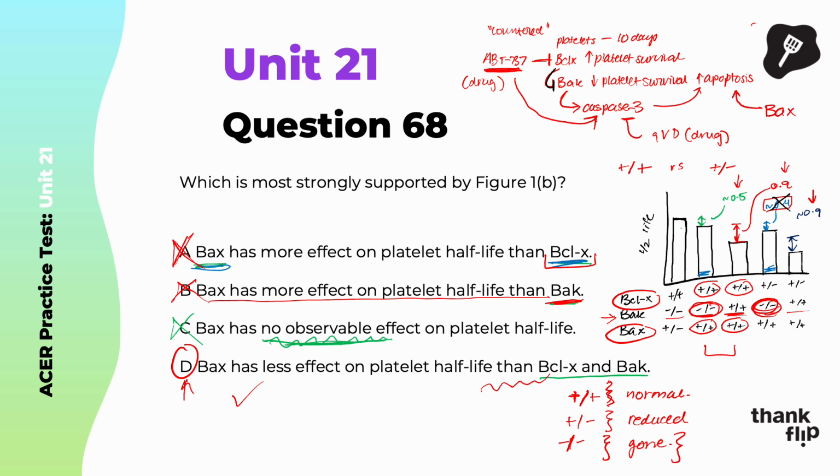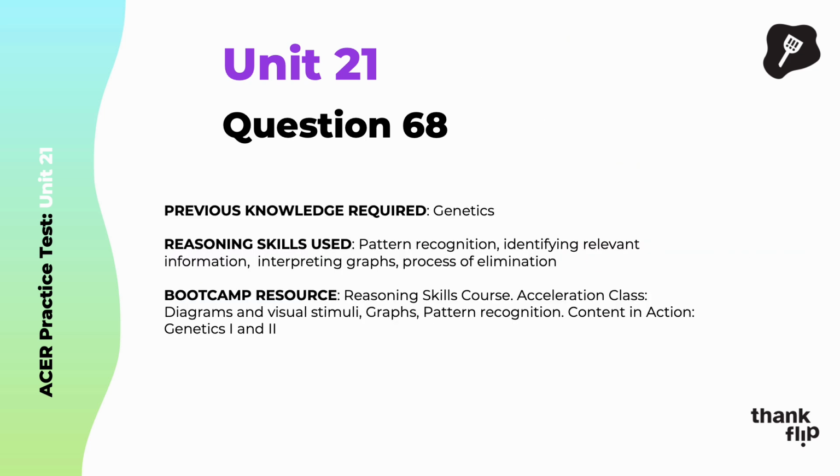because you're comparing a complete knockout with partial knockouts. However, the question is asking which is most strongly supported. And so I would still confidently be able to say that the answer to this question is D. So the previous knowledge that would have been a little bit helpful was a little bit of knowledge on genetics and how those knockouts work. So the plus plus, minus minus, and plus minus.